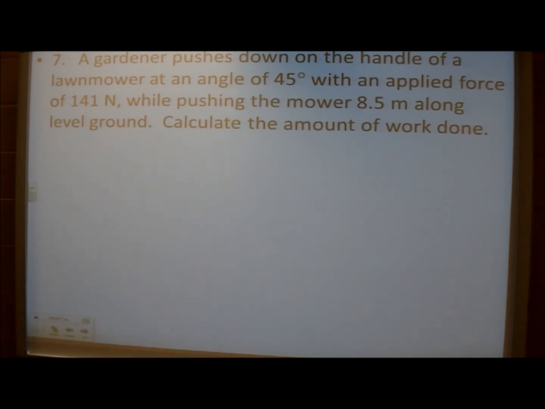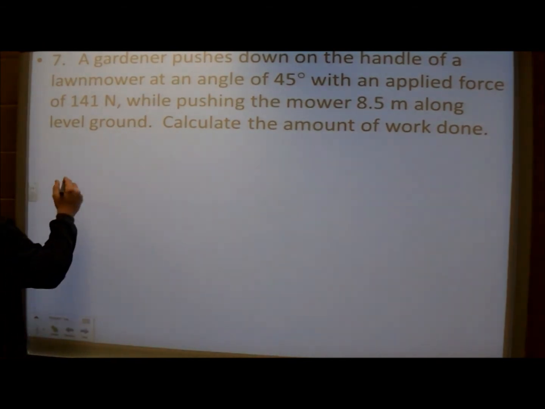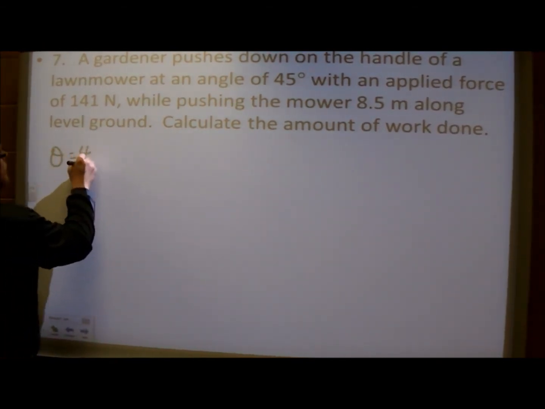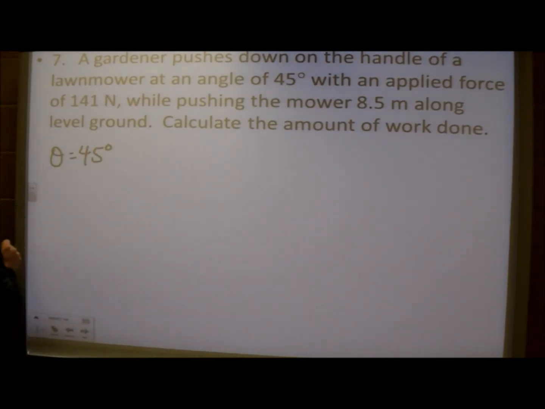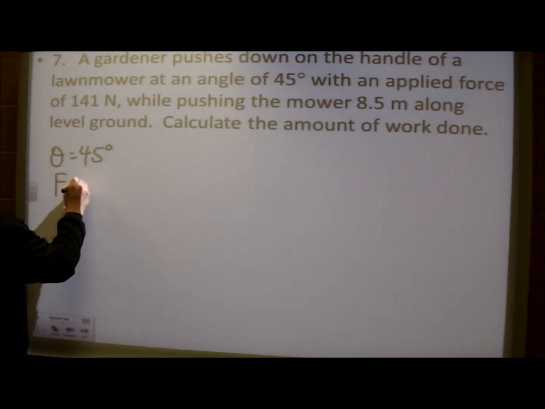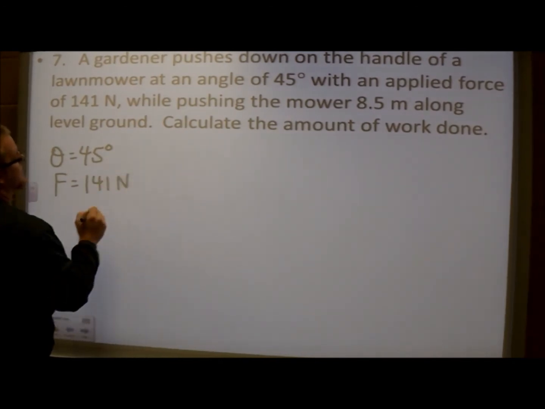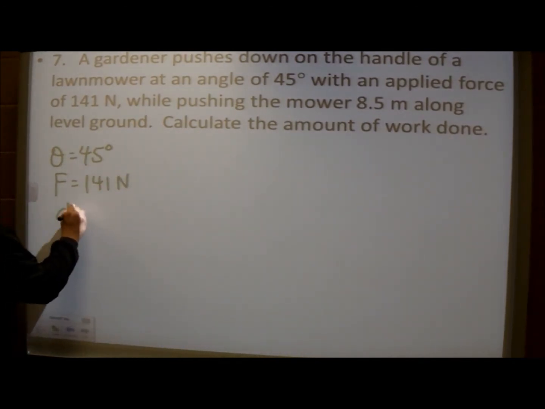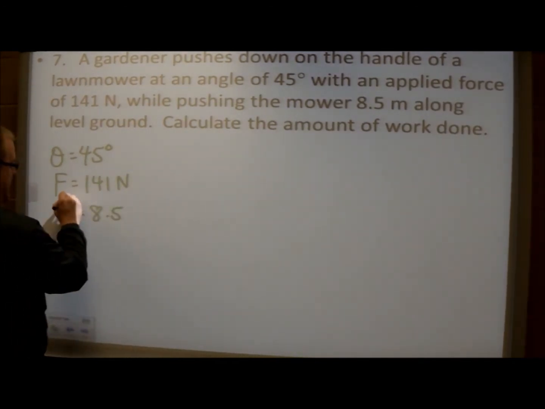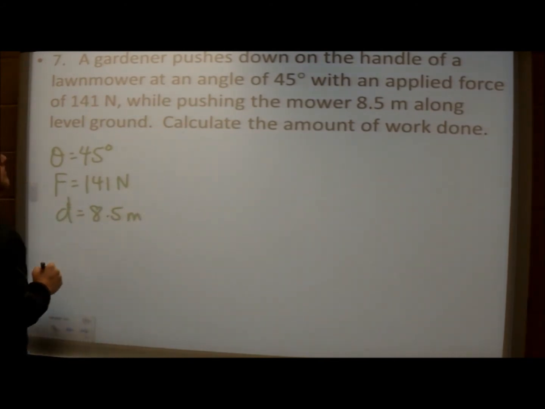Number 7. A gardener pushes down on the handle of a lawnmower at an angle of 45 degrees with an applied force of 141 newtons. While pushing the mower 8.5 meters along the ground. Calculate the work done. Now we have an angle.